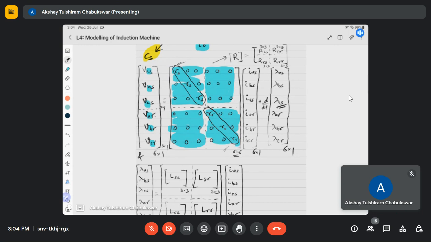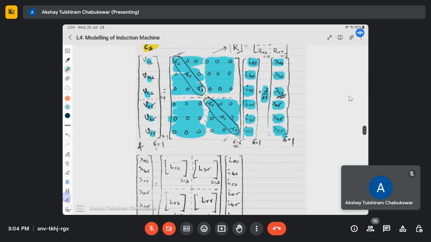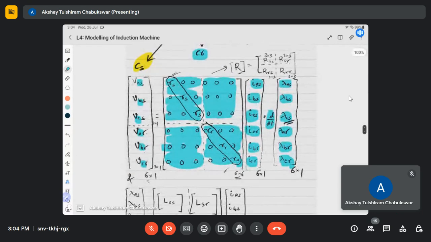Okay. So the whole big V vector equals the whole big resistance matrix R into the current vector IAS, IBS, ICS, IAR, IBR, ICR, plus the differentiation of the flux linkages, the derivative of lambda AS, lambda BS, lambda CS, lambda AR, lambda BR, and lambda CR, using Faraday's electromagnetic law. Voltage is nothing but the resistance drop, R into I, plus the differentiation of flux linkage. This is basically a KVL equation, Kirchhoff's voltage law equation.